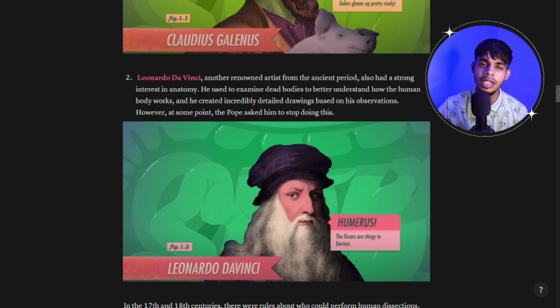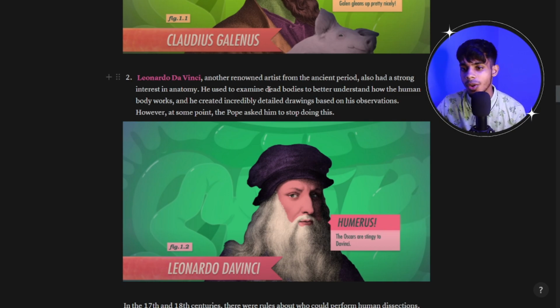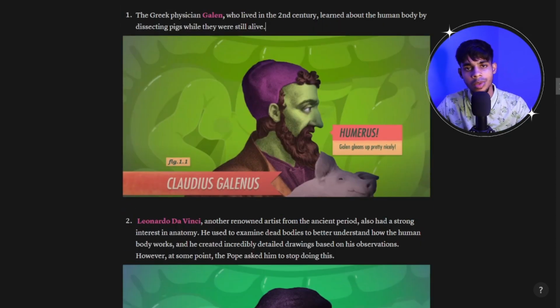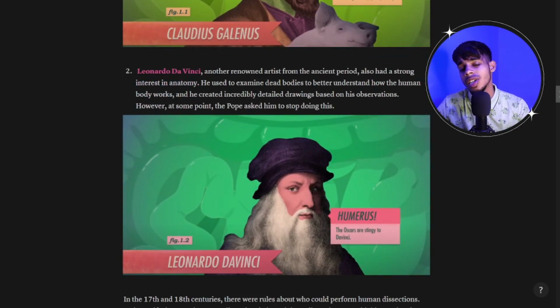Using his sketching skills and various other skill sets, he examined dead bodies to understand how the human body works, and he created incredibly detailed drawings based on his observations. However, after some point of time, the Pope asked him to stop doing this because it was considered disrespectful to human bodies, according to the culture and religion they followed. Galen's findings were based on the pig. Leonardo da Vinci studied a lot of human dead bodies and understood how the anatomy relates to each other, and he showcased it with his sketching skills, basically through diagrams.